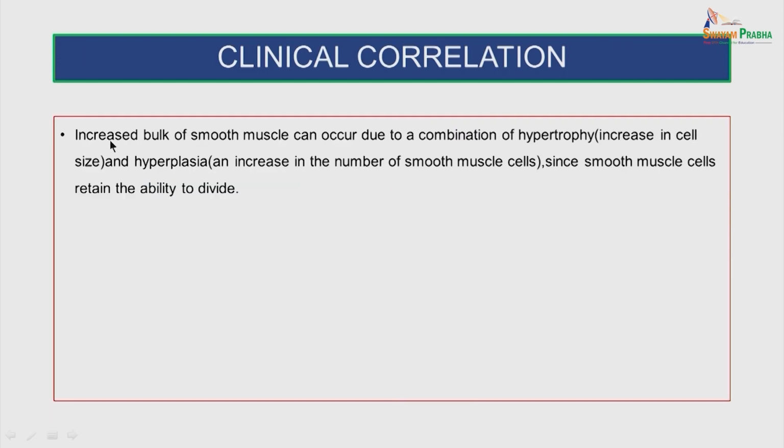The clinical correlation. So increased bulk of smooth muscle can occur due to a combination of hypertrophy, that is increase in cell size, and hyperplasia, that's increase in the number of smooth muscle cells, since smooth muscle cells retain the ability to divide.